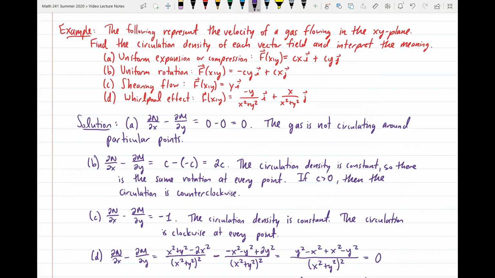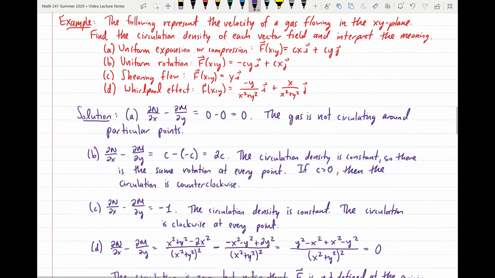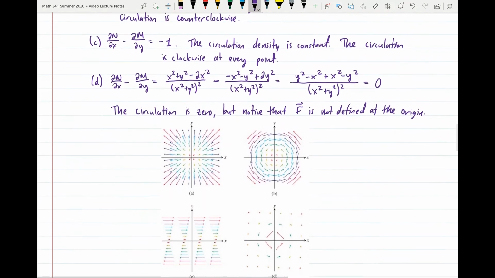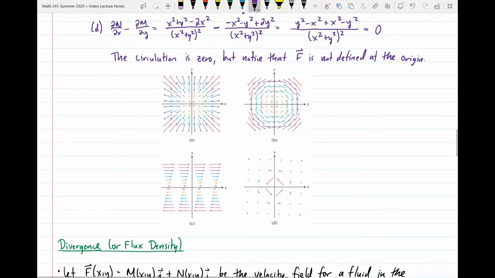Now for B, we have a vector field describing uniform rotation of our gas. So we have F(x, y) is equal to minus cy i plus cx j. And it might be helpful to actually show some of these diagrams that I have below as we're going through them. So you can see for A, in this case, c is assumed to be greater than 1, and everything is expanding away from the center here. And in B, we have rotation counterclockwise around the center.